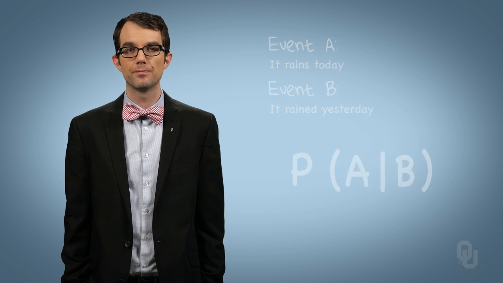If events A and B are independent, then the probability of A given B is just equal to probability of A. That is, if A and B have no influence on each other, then knowing that B has occurred doesn't change the probability that A occurs.